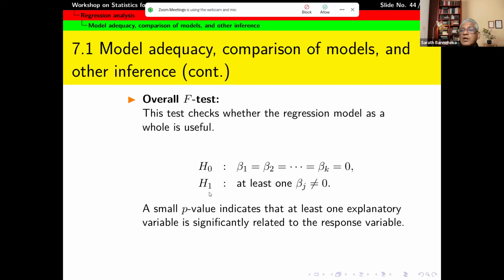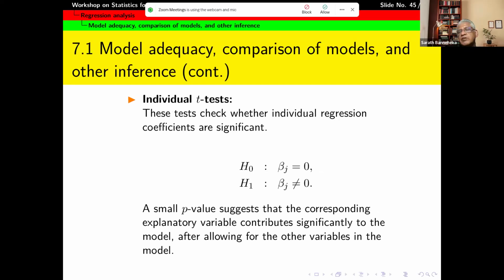So in that case, if the p-value is smaller than 0.05, then we decide that out of the x variables that we have considered, there is at least one x variable which is important, which is useful in predicting or modeling y. Right? So after that, we have to find out which variable that is, and then use that variable or variables to model y. Right?